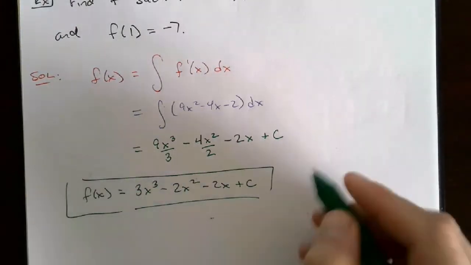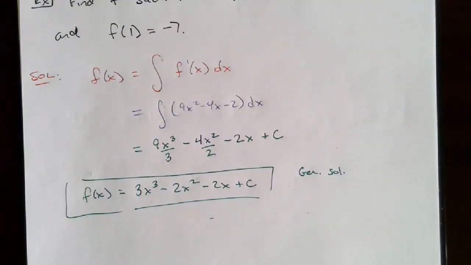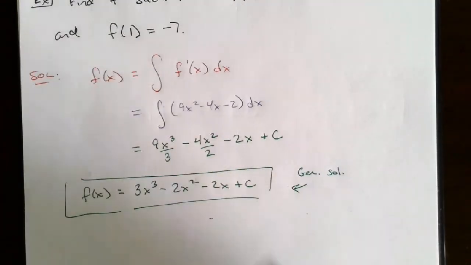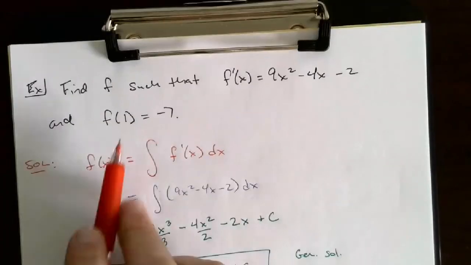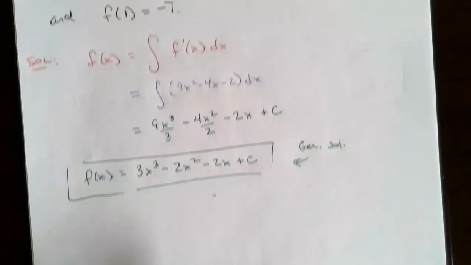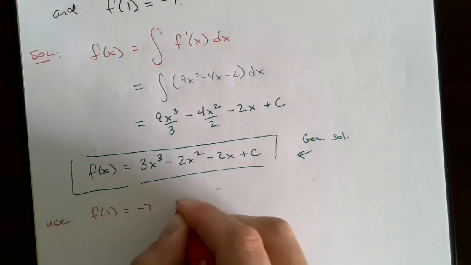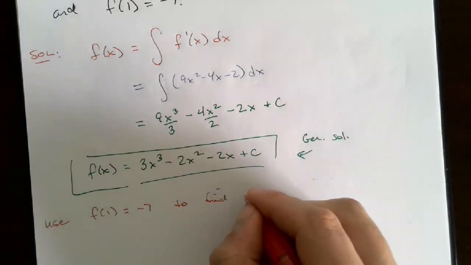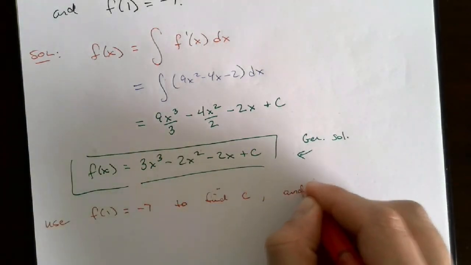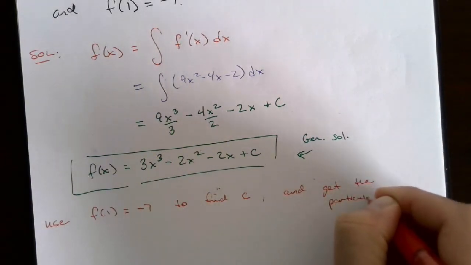I didn't actually answer the question yet, right? This is the general solution. If they just asked us to find f of x and they didn't tell us the initial condition, this is our general solution for some constant c. What we're going to do is use this, along with f of 1 equals negative 7, to find c and get what we call our particular solution.